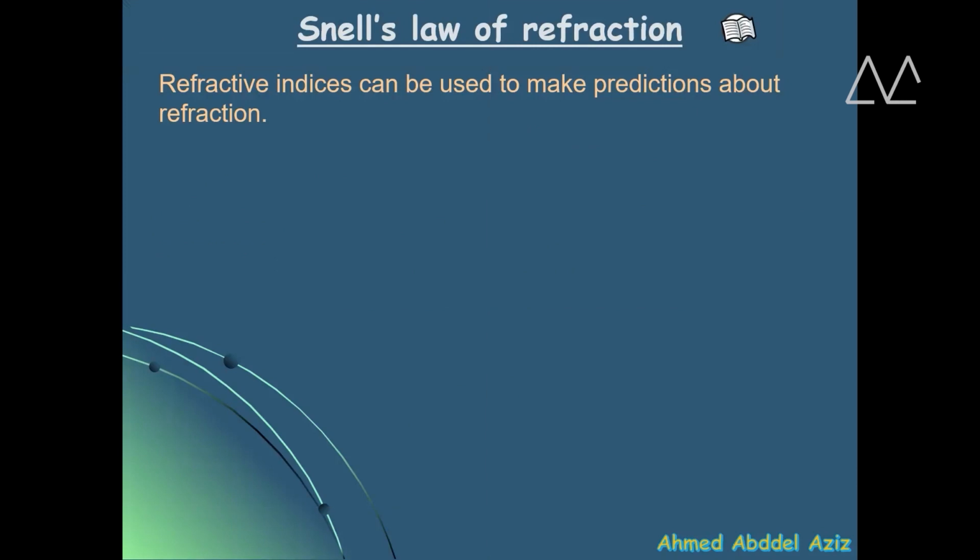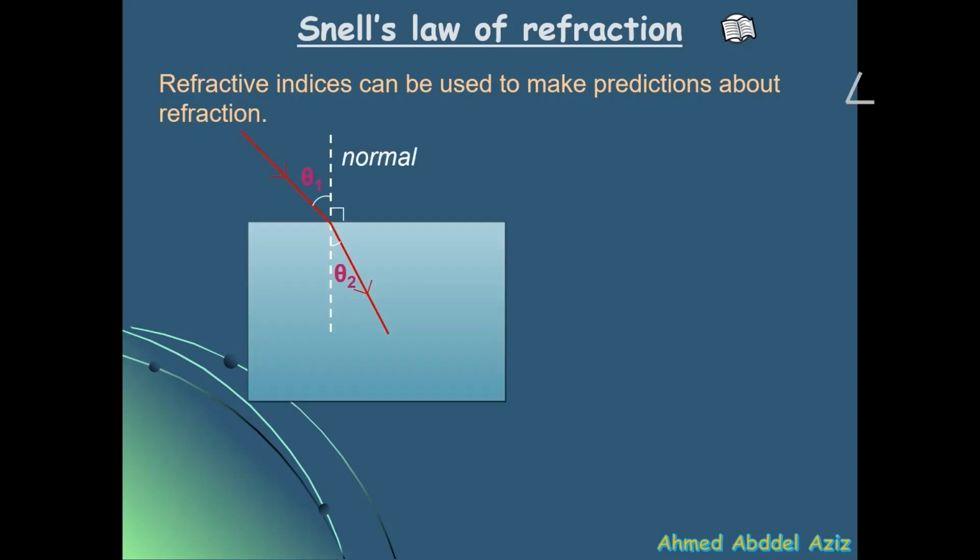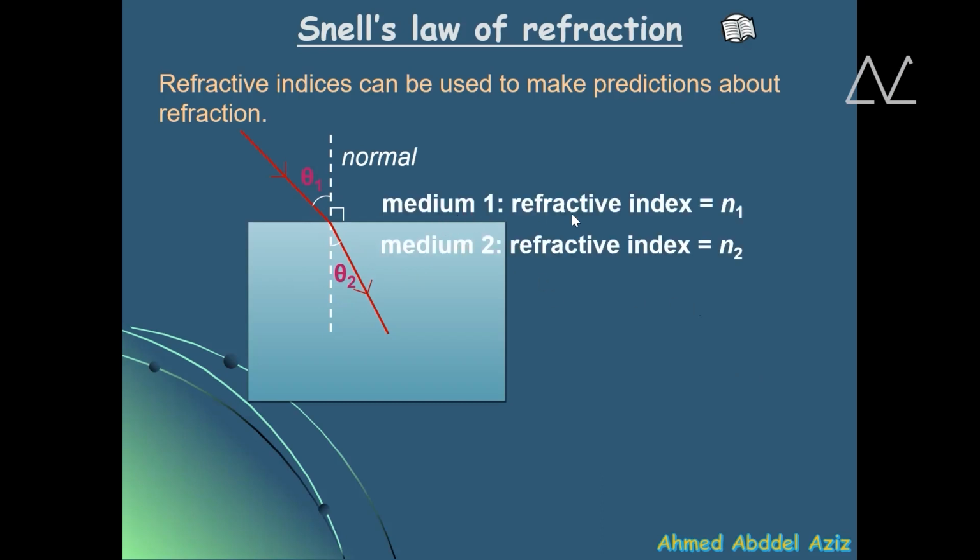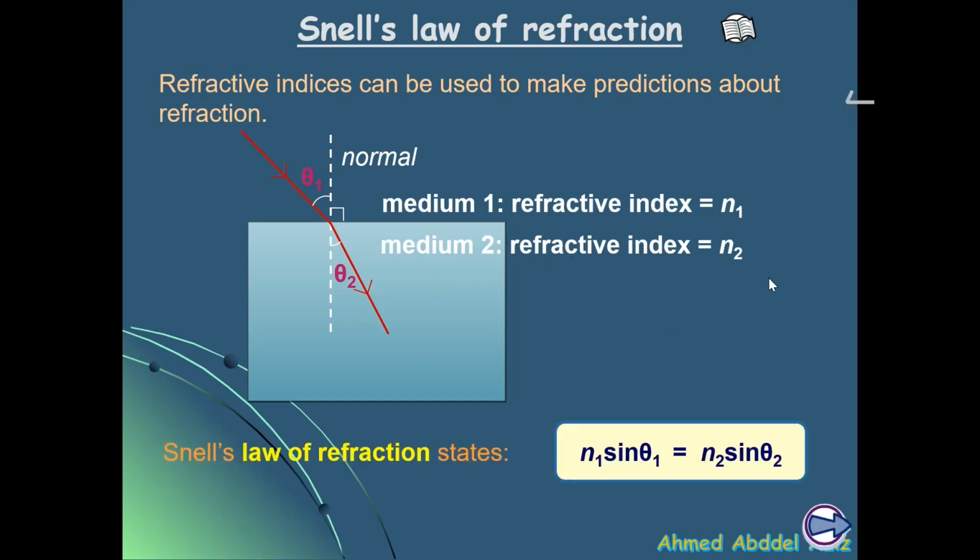Snell's law of refraction, here we are. Snell's law can be used to mathematically calculate the angle of bend or index of refraction on the incident side or refracted side when light travels between two mediums. I is the incident angle at the first side where light starts, and R is the refracted angle on the second side where light goes. Medium 1 has refractive index N1 and medium 2 has refractive index N2.